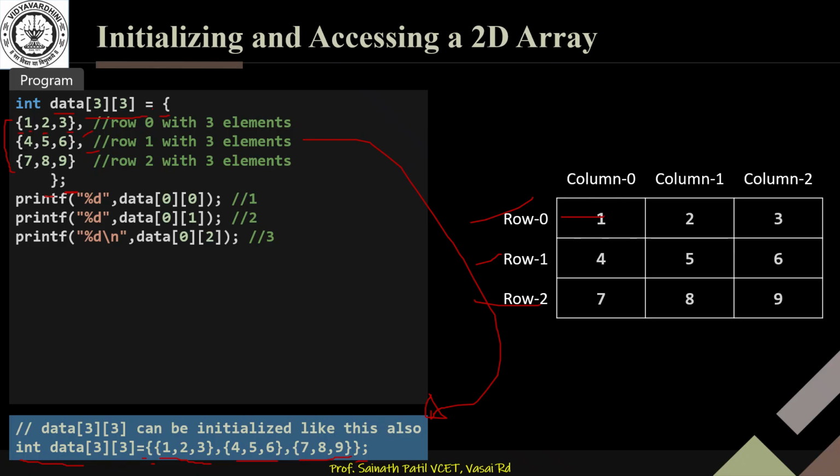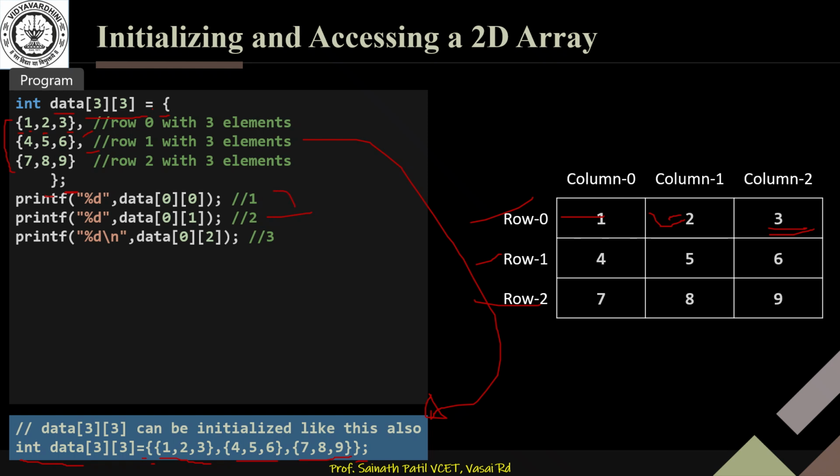printf("%d", data[0][1]); So it will print 0, comma 1. That is the second element in 0th row, or in terms of index, 0th row, first column. So 2 will be printed.